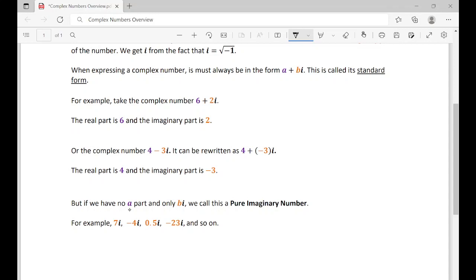But if we have no a part and only a bi, just some number times i, we can call this number a pure imaginary number. So, for example, we can say 7i, pure imaginary, -4i, 0.05i, -23i, anything like that. As long as it's some number times i, then it's considered a pure imaginary number.